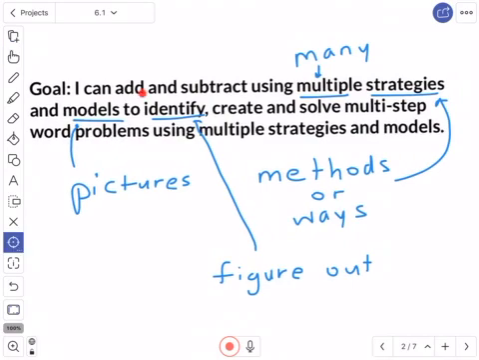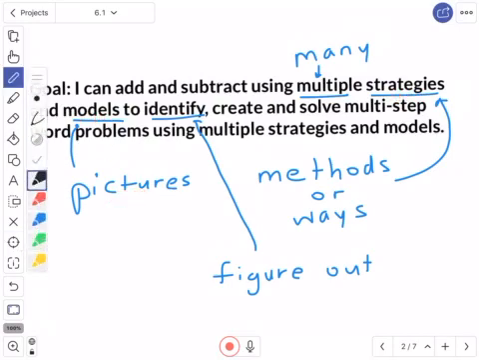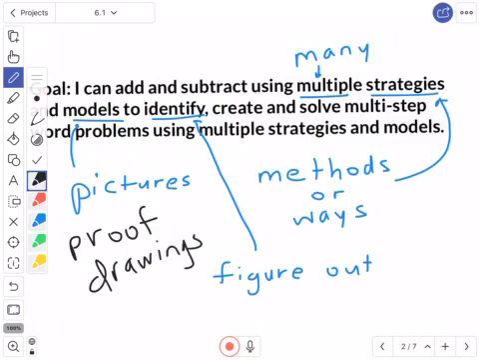We're going to be reading it. So read it with me. Are you ready? I can add and subtract using multiple strategies and models to identify, create, and solve multi-step word problems using multiple strategies and models. Big, long goal. So let's break it down here. So multiple means many. Strategies means methods or ways. So we're going to be using lots of different kinds of ways or methods or strategies, and models, pictures. I could also say proof drawings too. Pictures, proof drawings. We're going to be doing a lot of different kinds of things to help with this.